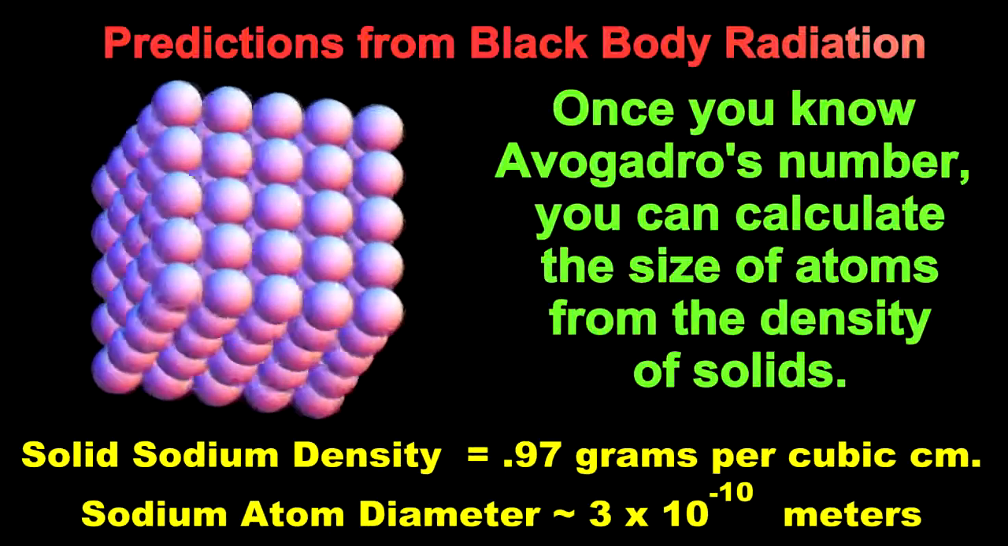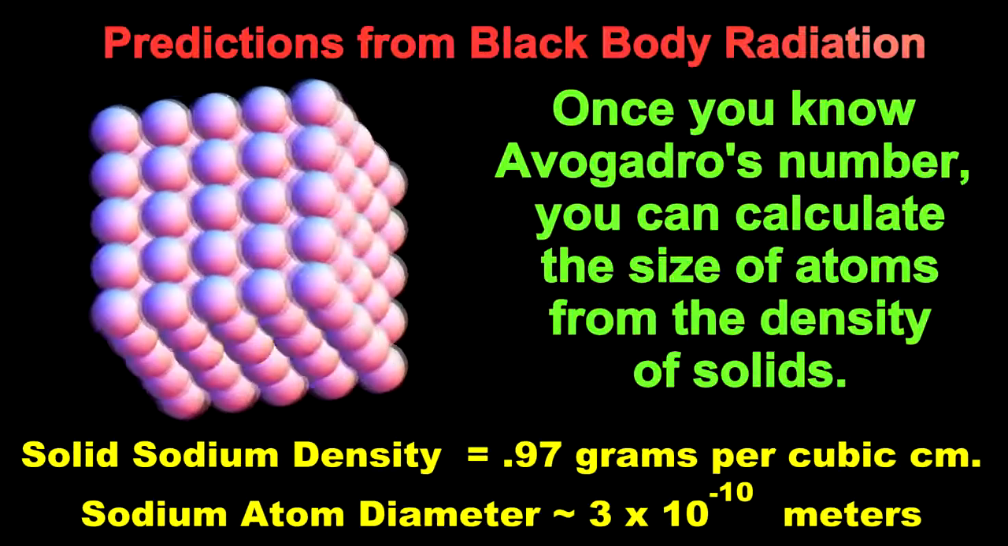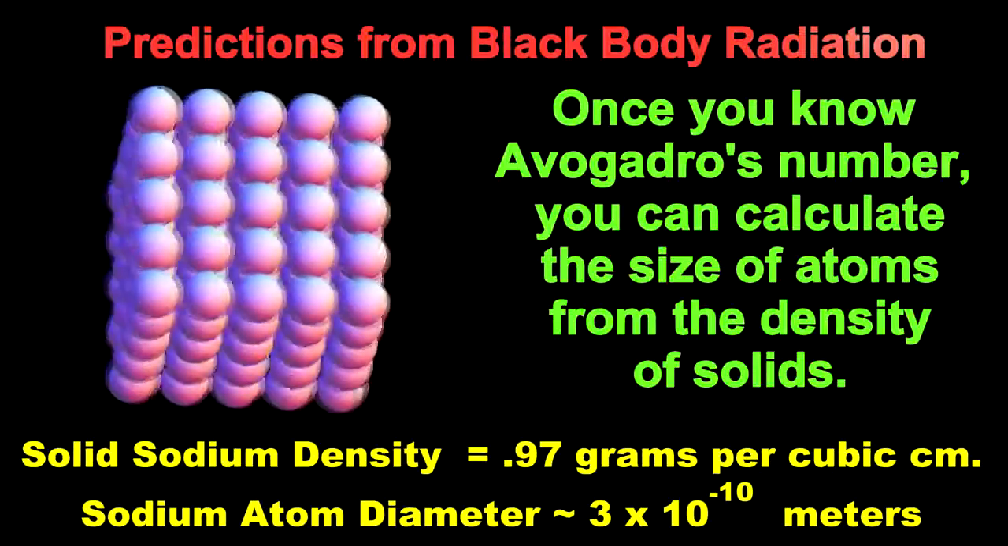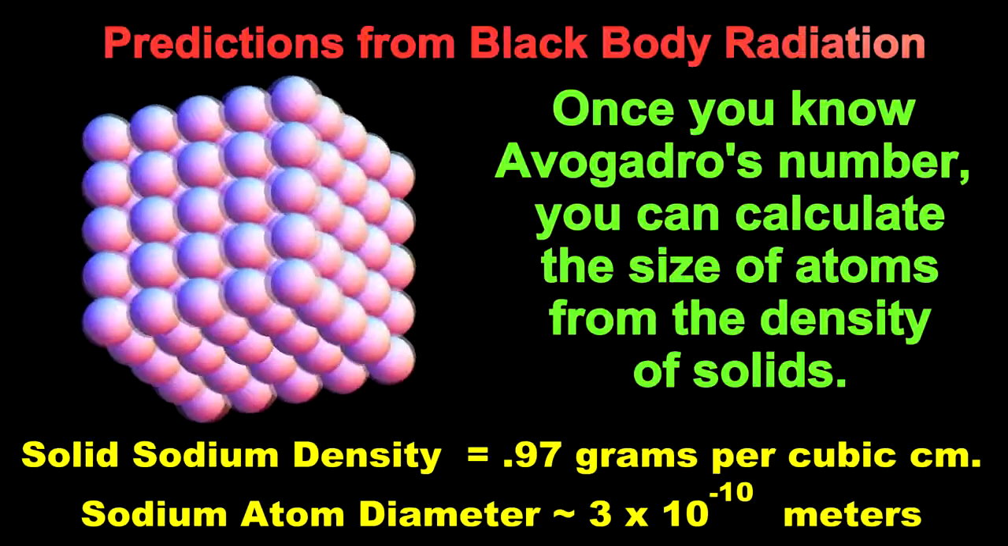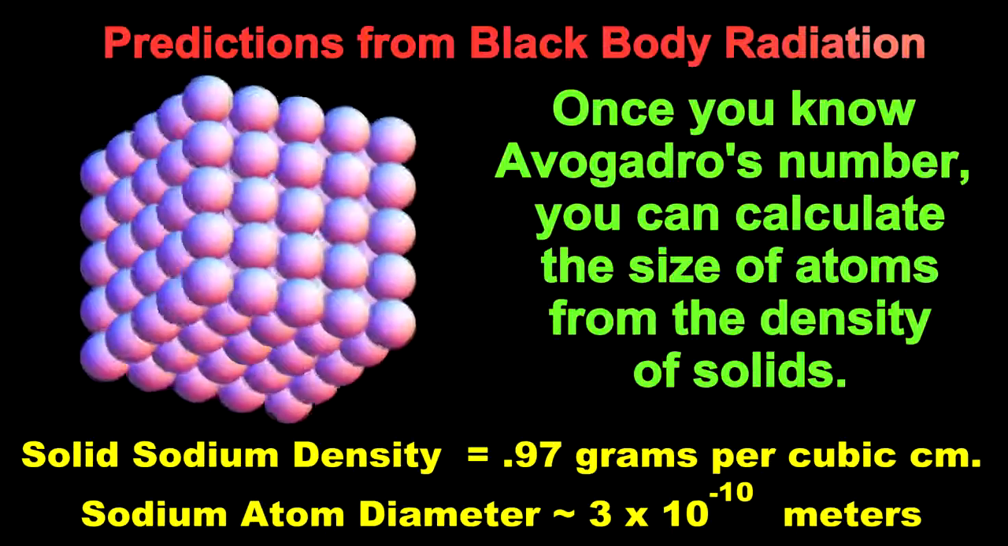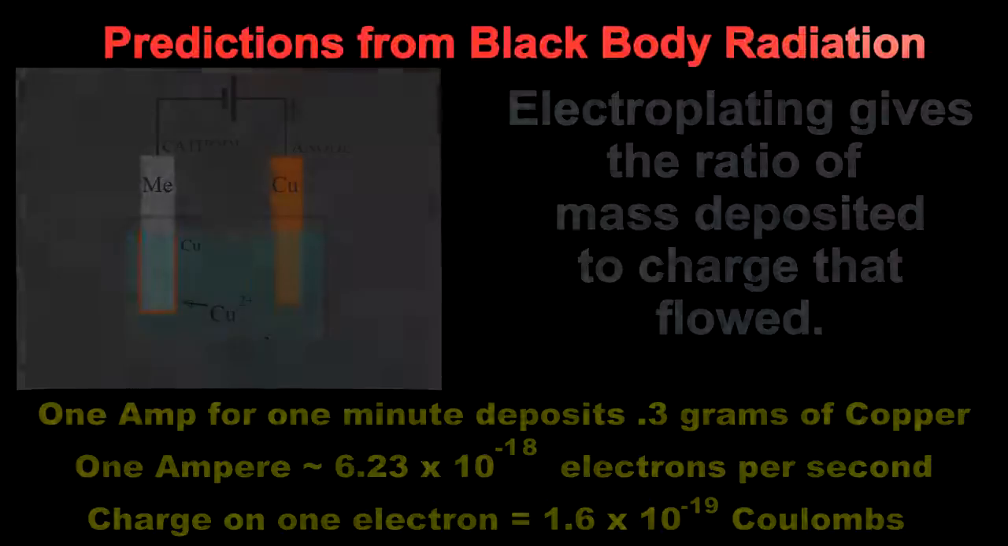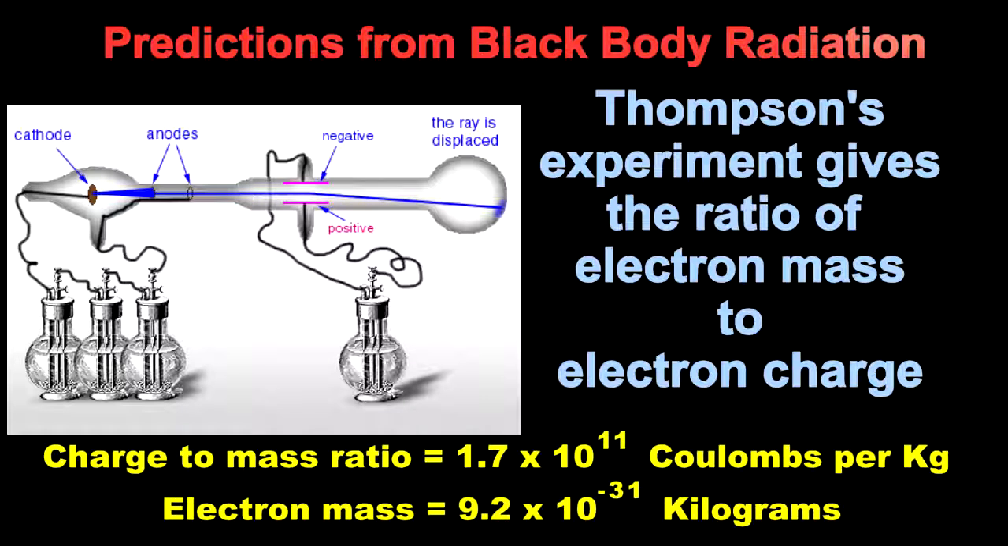After Avogadro's number and the Boltzmann constant came a cascade of results. To begin with, chemists could now measure the size of atoms because they could measure the weight of solids and knew how many atoms were in the solid. Similarly, by measuring the number of atoms deposited during electroplating and the amount of current that flowed, they could get a value for the charge on an electron. Knowing the charge, they could calculate the mass of the electron, because the charge-to-mass ratio had been determined from Thomson's electron beam experiments.